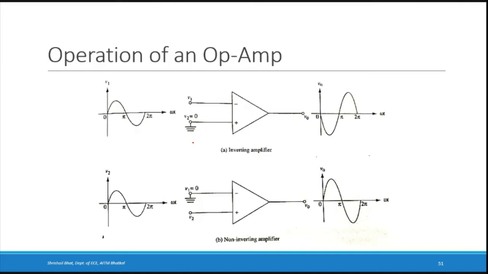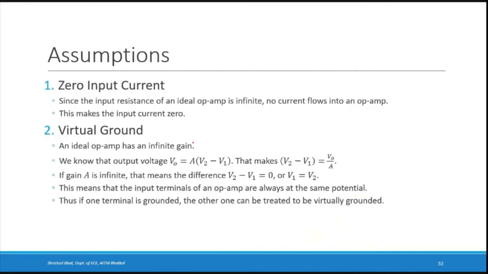So based on this, we are going to have some basic op-amp circuits and certain applications of op-amps. And to understand those circuits and the operation, we need to make certain assumptions. These assumptions are very, very important to understand the operation of an op-amp circuit. The first assumption that we are going to make is that the op-amp has zero input current. That means the current flowing into an op-amp is zero, or you can say no current enters the op-amp. Why we say this is, ideally, the input resistance of an op-amp is infinite.